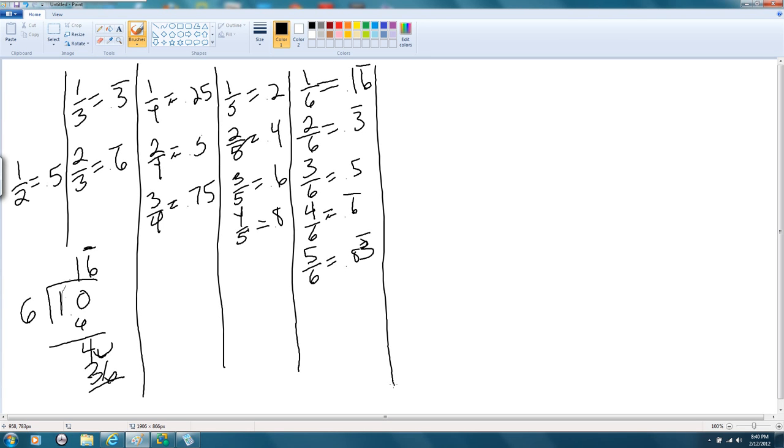Sevenths are too difficult, so we don't do them. Eighths are pretty easy. I'll let you do the division on 1/8, but it's equal to 0.125. 2/8 is the same as 1/4, and so it's equal to 0.25. 3/8, if you add 0.25 and 0.125, you get 0.375. 4/8 is simply equal to a half or 0.5.